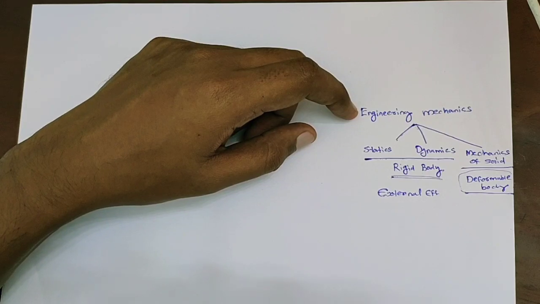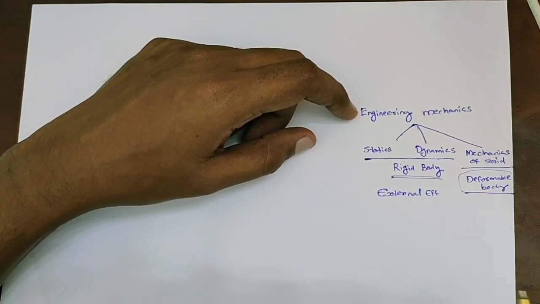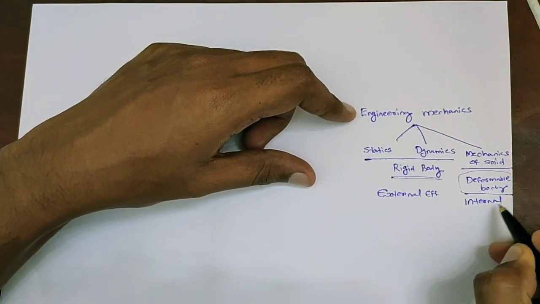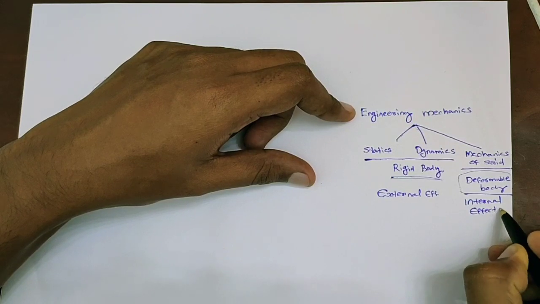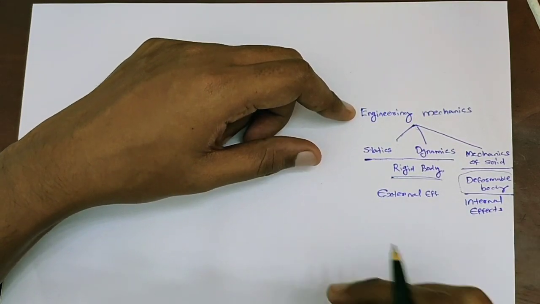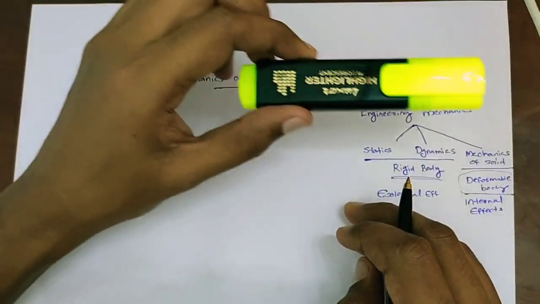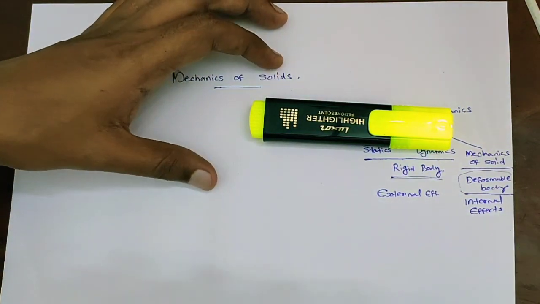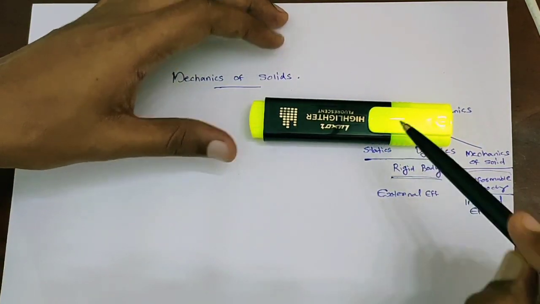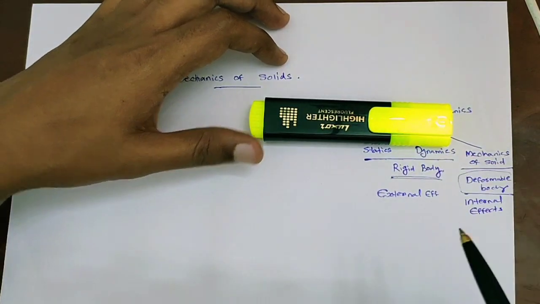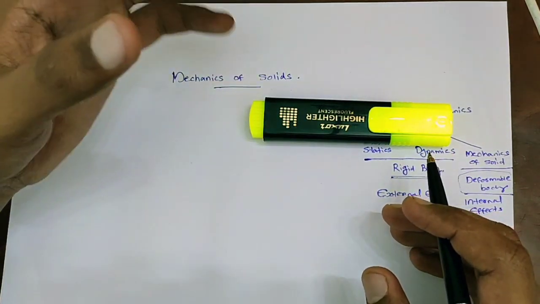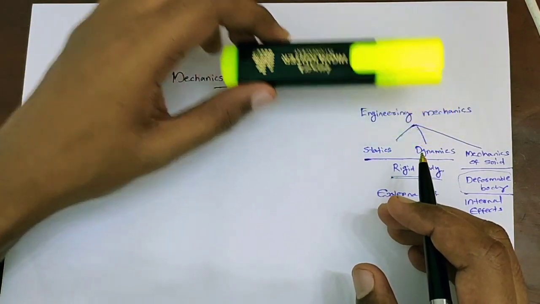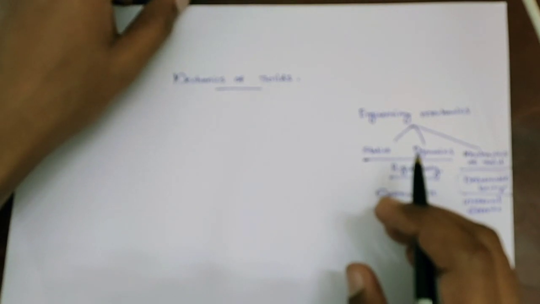But in mechanics of solids, we are dealing with the internal effects. What are the internal effects on the body when it is subjected to external force? For example, if we consider this body, and here I am applying an external force P on this body, what happens inside? What are the internal forces developed inside the body? That is what we examine in mechanics of solids.